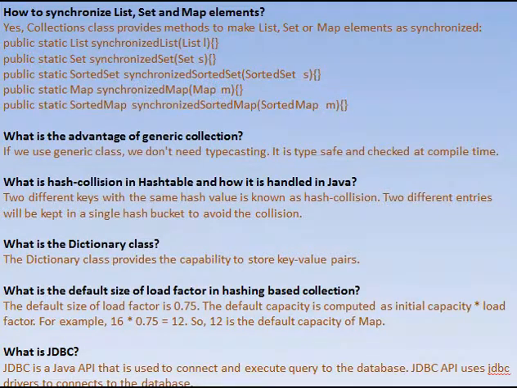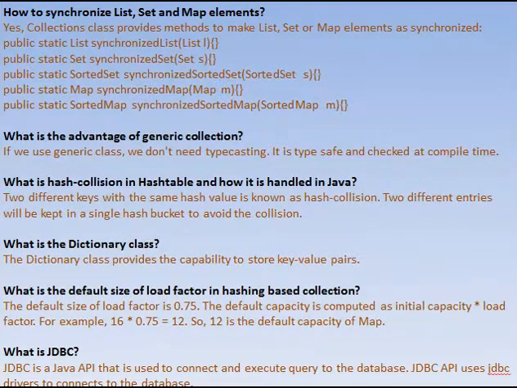What is the default load factor in hashing-based collection? The default load factor is 0.75. The default threshold is computed as initial capacity times load factor. For example, 16 times 0.75 equals 12. So, 12 is the default capacity of the map.